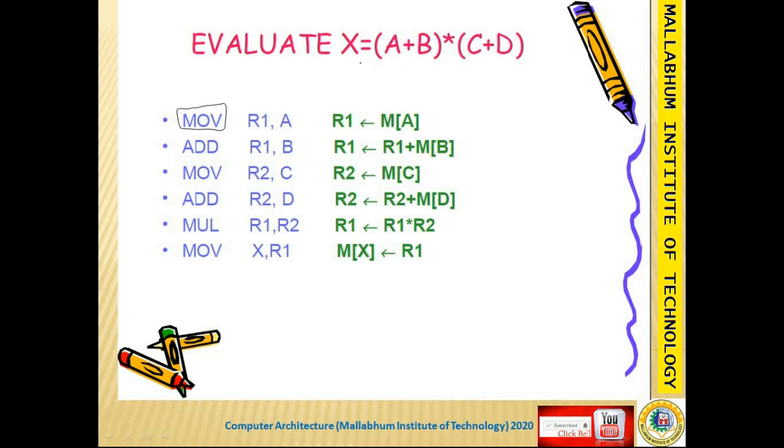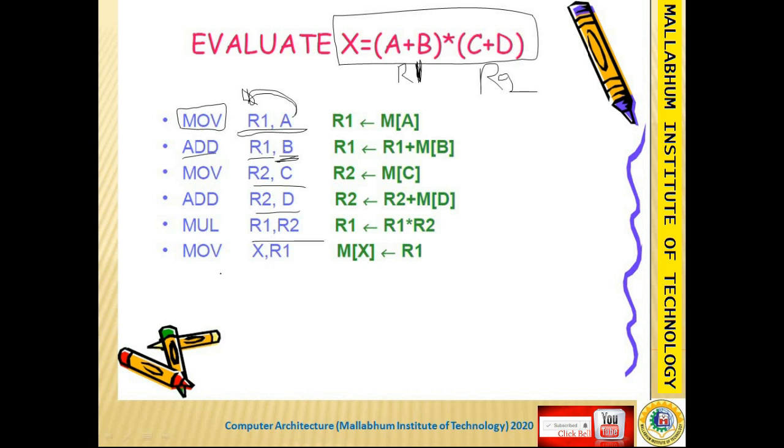Suppose this is your arithmetic expression to evaluate: x equals (a plus b) multiplied by (c plus d). First we move a into R1. Next, add R1, b. So a is stored within R1, and now R1 stores the result of a plus b. Next, move R2, c, then add R2, d. So R2 contains c plus d.